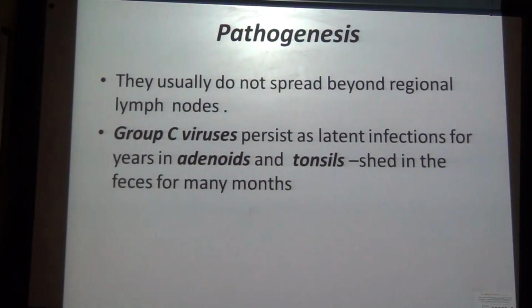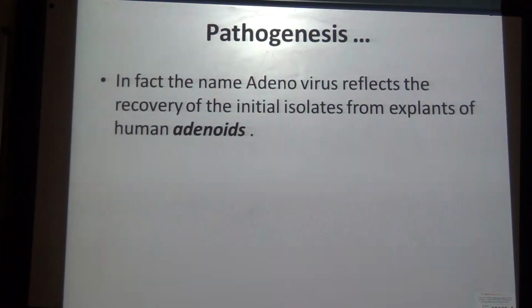The group C viruses persist as latent infections for years in adenoids and tonsils, and they are shed in the feces for many months. The name adenovirus is in fact due to the fact that they were initially isolated from explants of human adenoids. That's why they are called adenoviruses.